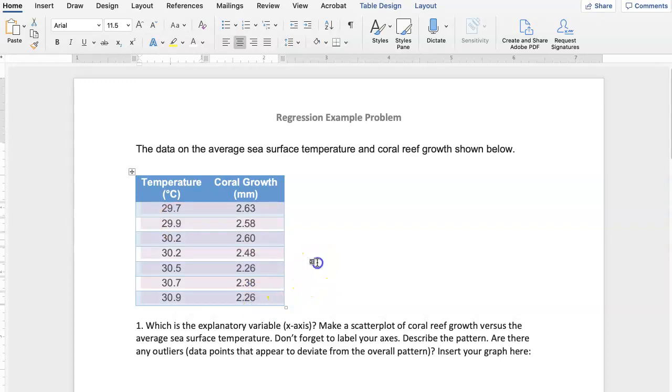All right, so we're supposed to make a scatter plot of coral reef growth versus the average sea surface temperature. So what I just did was highlight just the data, not the heading. And now I'm just going to copy, so Command-C or Control-C, however it works on your computer.